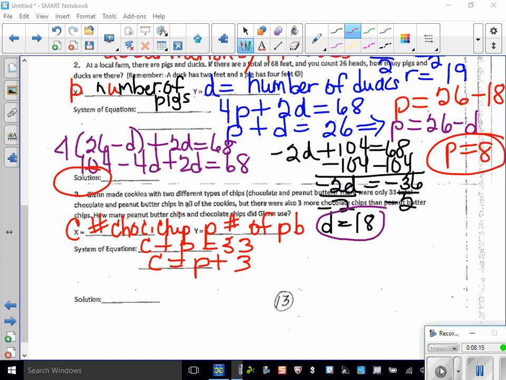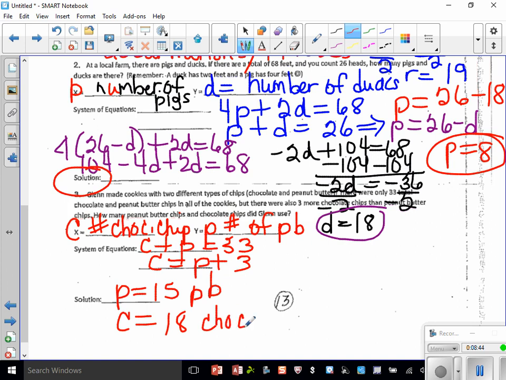All right, who has an answer for P first? Okay, yes. I got 15. All right, so we got 15 for P, the peanut butter chips, and how about for chocolate chip? Yes, 18 is correct. Okay, and again, we will say 15 peanut butter and 18 chocolate chip.